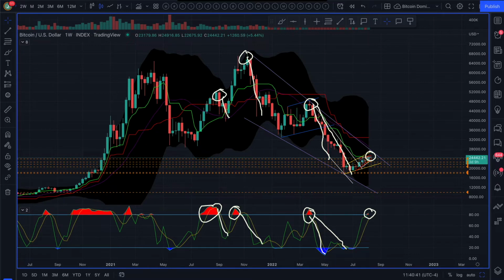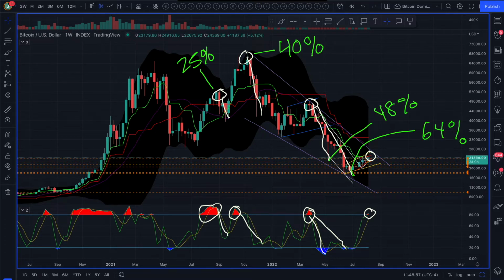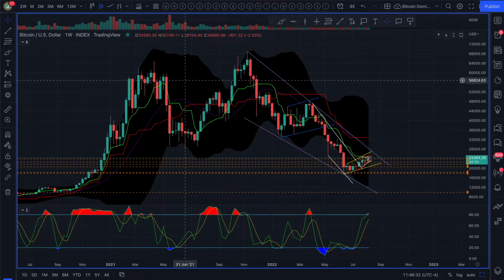So the different percentages for each of these are as follows. So you've got 25% for this drop, 40% for this drop, 48% for this drop to here, and then 64% for this drop here down to here. So these are huge drops. I mean, even the 25% back here is nothing to shake a stick at. So the question now becomes, what happens here?